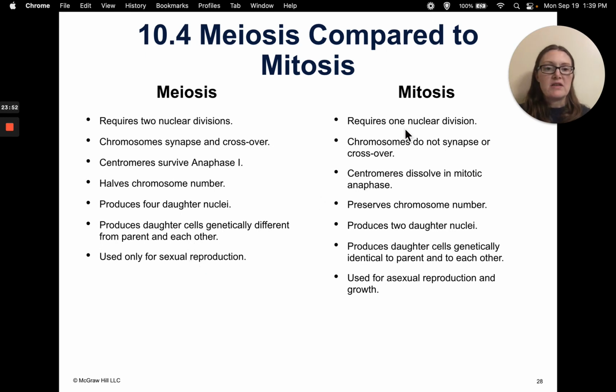With mitosis, there is 1 division, no synapse, chromosomes do not synapse or cross over, centromeres dissolve, and the sister chromatids do separate out. 2 daughter cells are produced, and they are genetically identical to the parent and genetically identical to each other, and used for asexual reproduction, but also for growth of an individual because you're making exact copies of the same cell.